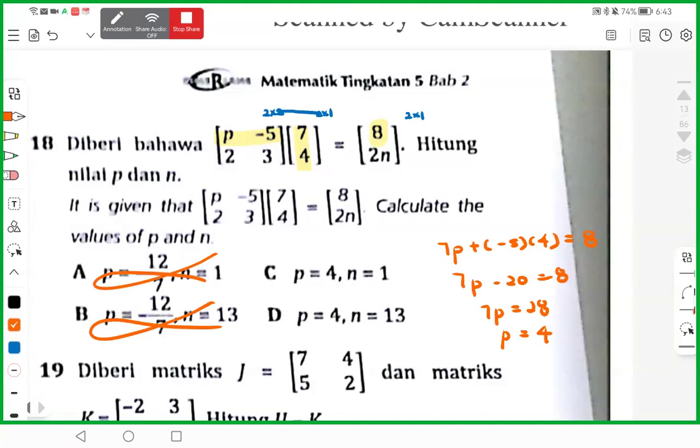Second element, row 2, column 1. So form equation: 2 times 7 plus 3 times 4 equals 2n. So 14 plus 12 is 2n. So n is 13.